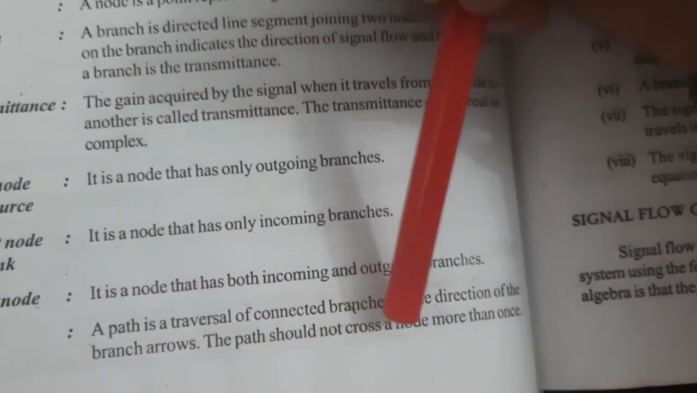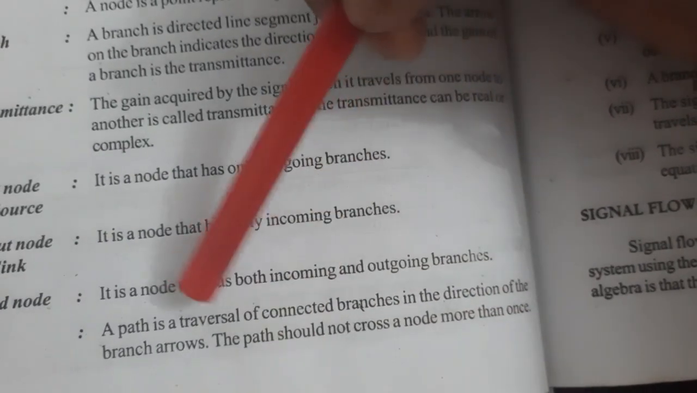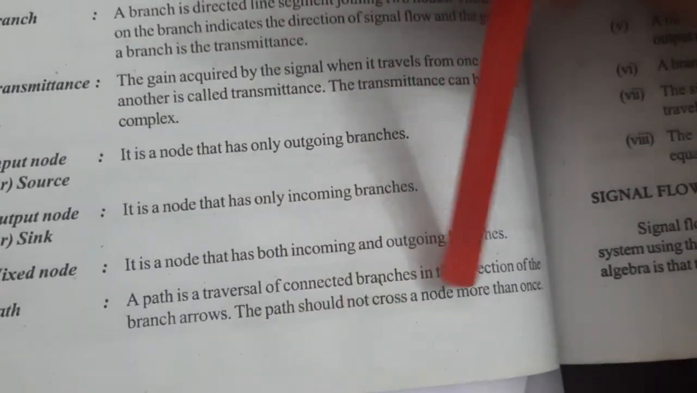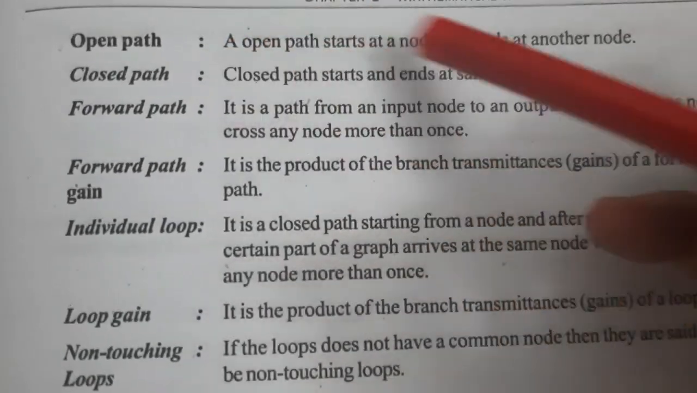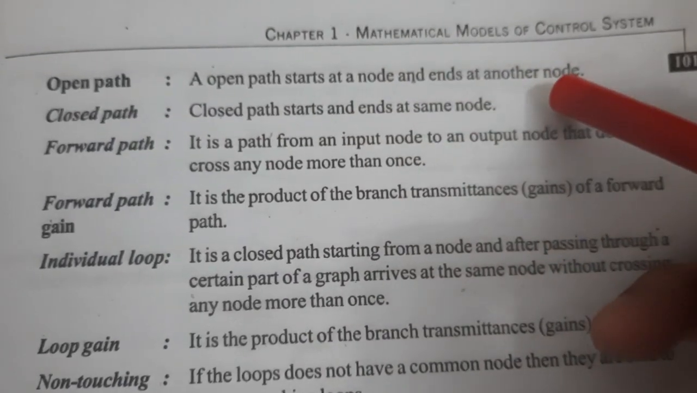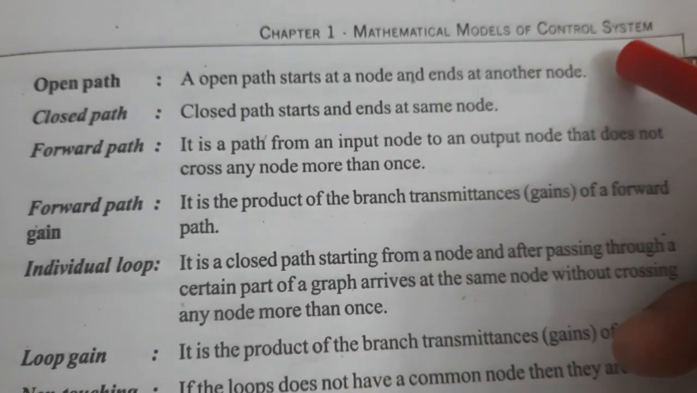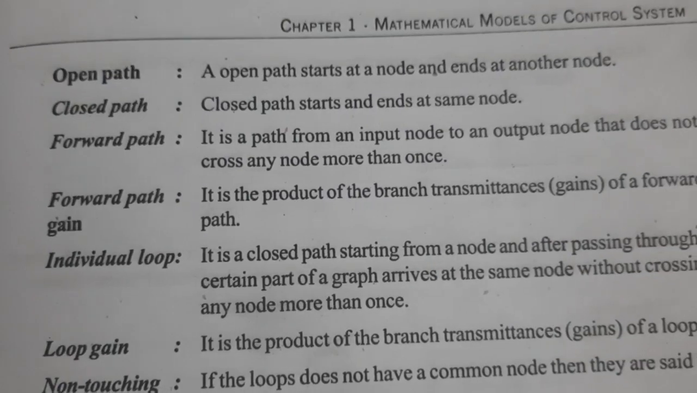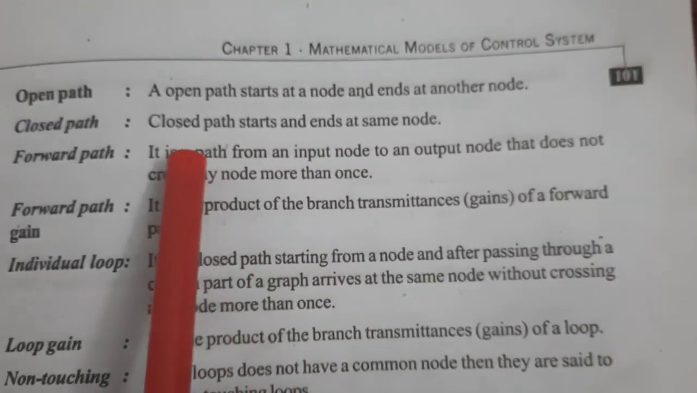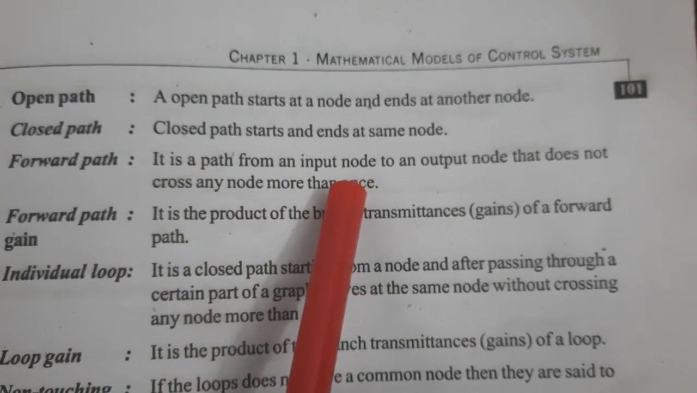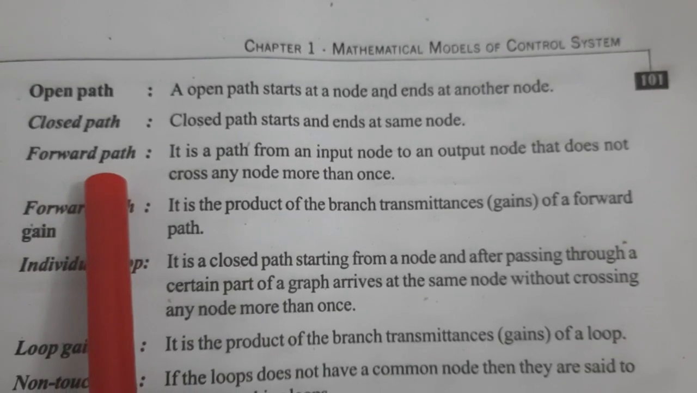The path should not cross a node more than once. If it crosses a node more than once, it becomes a loop. The different types of path: one is open path, which starts at one node and ends at another node. Closed path starts and ends at the same node. And forward path is a path from input node to output node that does not cross any node more than once in a forward direction.